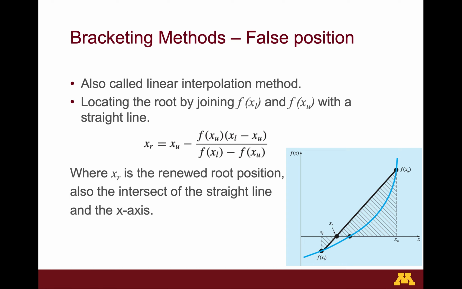The third bracket method to be introduced today is the false position, also called linear interpolation method. In this method, we locate the root by joining the values of f(xl) and f(xu) with a straight line. The straight line intersects with the x-axis at point xr, which can be calculated by the following equation: xr equals xu minus f(xu) times (xl minus xu) over (f(xl) minus f(xu)). And we treat xr as the renewed root position because it's close to the real root, which is shown as the intersect of the blue curve and x-axis.